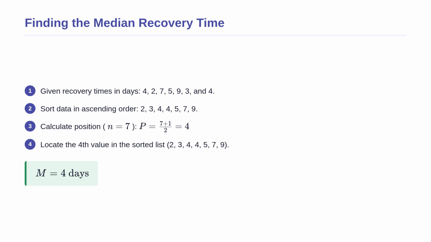We arrange the times from shortest to longest: 2, 3, 4, 4, 5, 7, and 9. Since we have 7 data points, we plug n equals 7 into our formula, which gives us a position of 4. We count to the 4th number in our sorted list, which is 4. This tells us exactly half the mice recovered in 4 days or less.